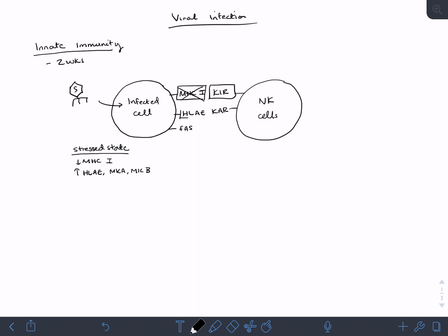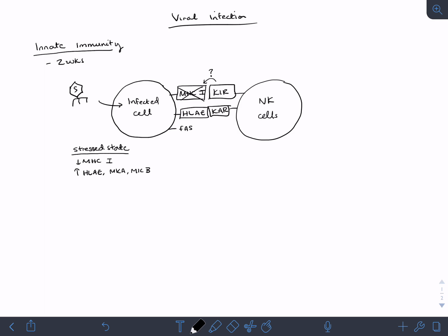But what did we say about MHC1 in an infected cell? We said that you no longer produce MHC1. So what that means is KIR has nothing to bind to. There's nothing over here, which means that there is nothing inhibiting the natural killer cell. Now at the same time, your KAR, your killer activation receptor, is going to bind to these stress receptors. It's going to bind to HLA-E or MIC-A or MIC-B. So now you have nothing inhibiting the NK cell, and you have activation of the NK cell.